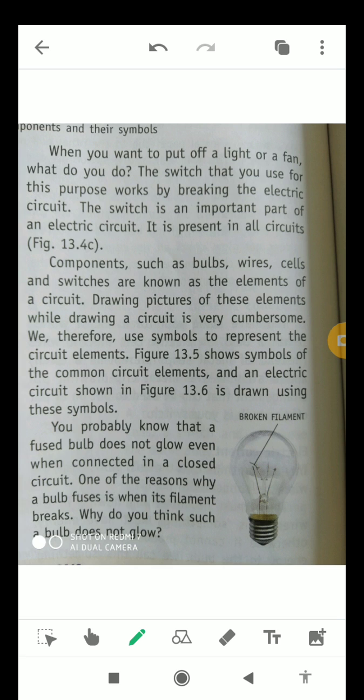So even though there is a closed circuit, or we can say every wire is connected properly, even then, because of the broken filament, the bulb does not glow. So this is the basic reason behind it.